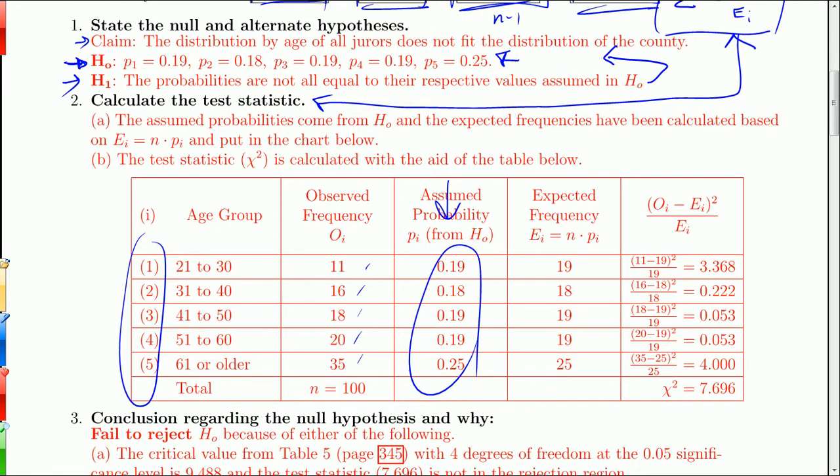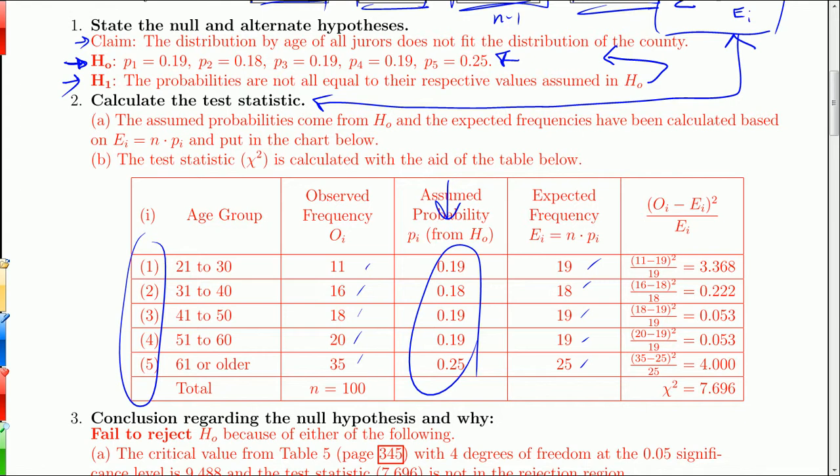The actual expected frequencies are calculated by n, the total number of jurors in our sample, times p sub i. So this 19 came from 100 times 0.19, and likewise, 100 times 0.18, and we get all of our expected frequencies. That's actually the nice thing about having 100 as your sample size. You can get the expected frequencies just by looking at the numbers and moving the decimal place.